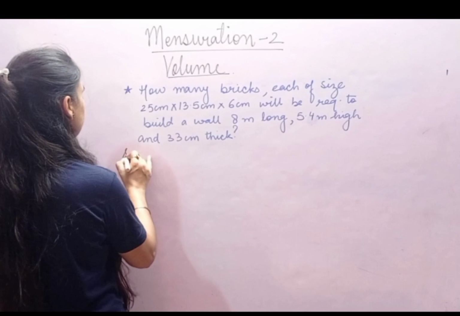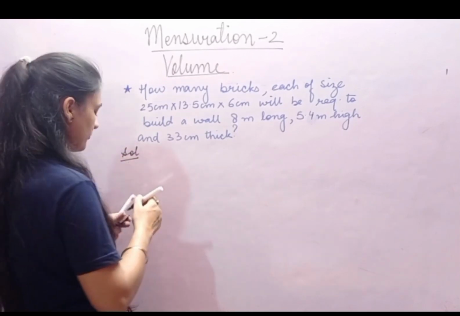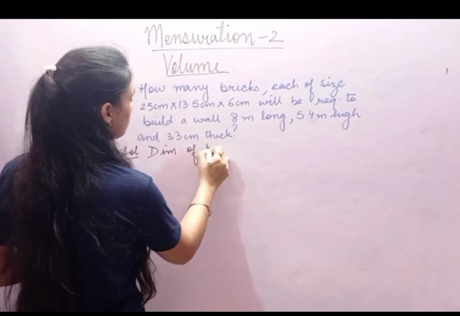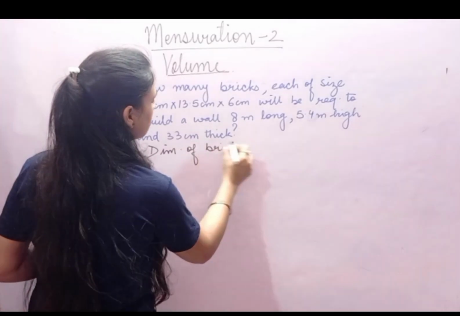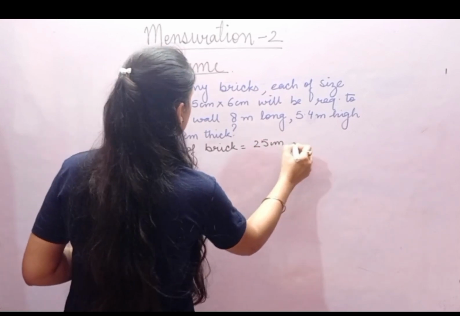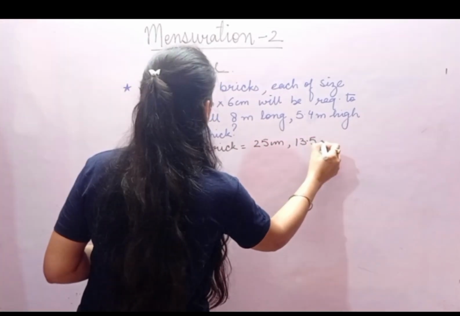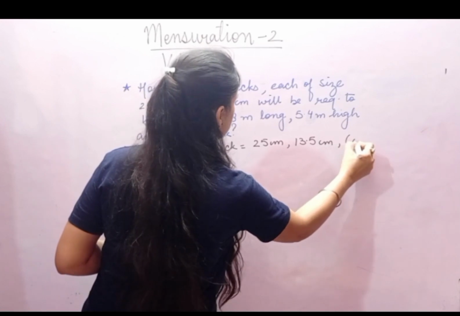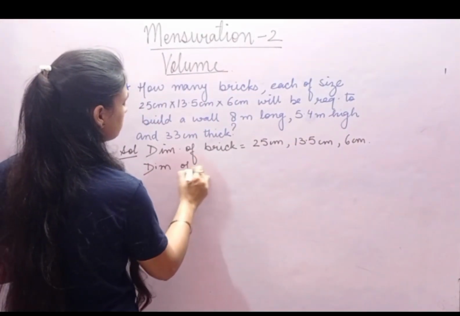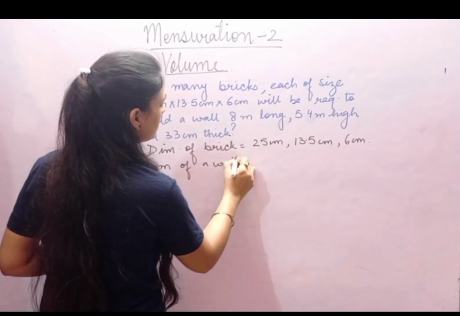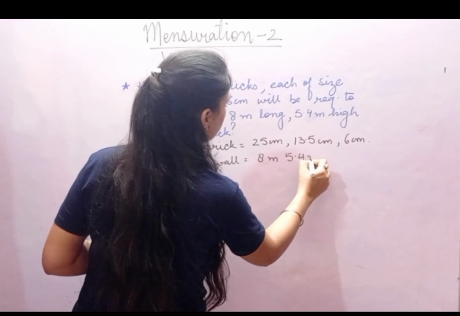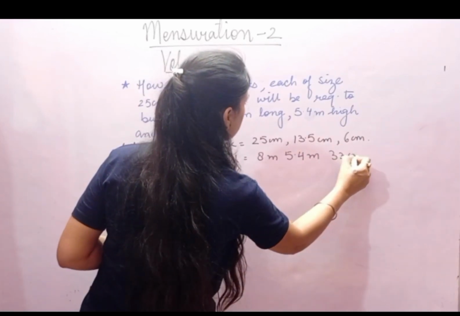Children, always remember, first mention the dimensions. Here I am mentioning the dimensions of the brick, that is 25 centimeter, 13.5 centimeter and 6 centimeter. Here we'll write down the dimensions of the wall. What are the dimensions given here? 8 meter, 5.4 meter and 33 centimeter.